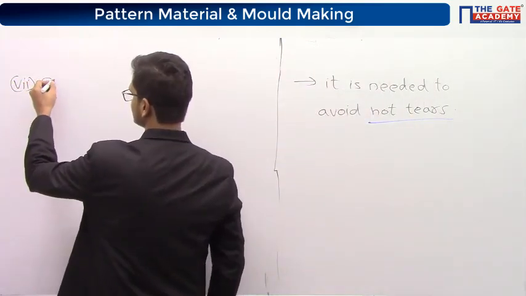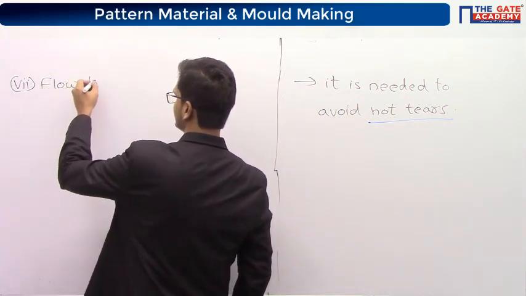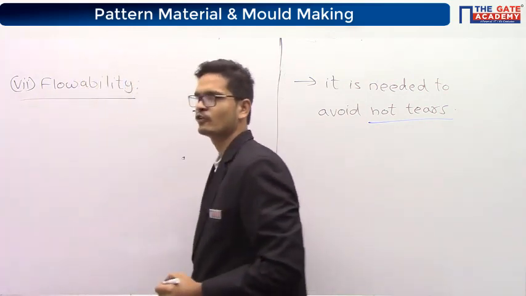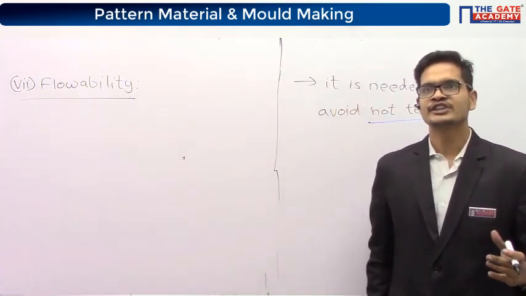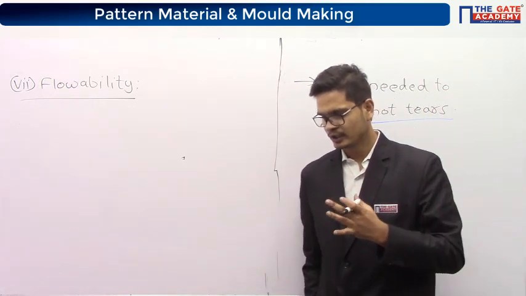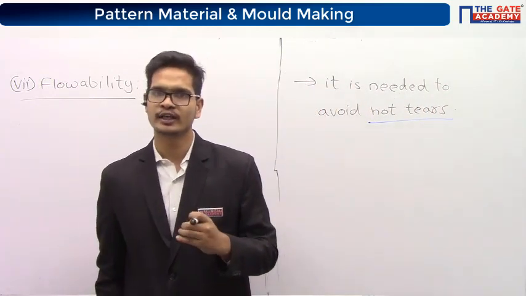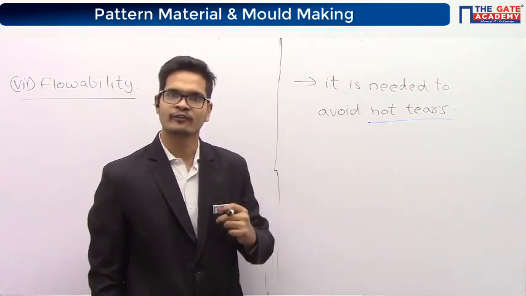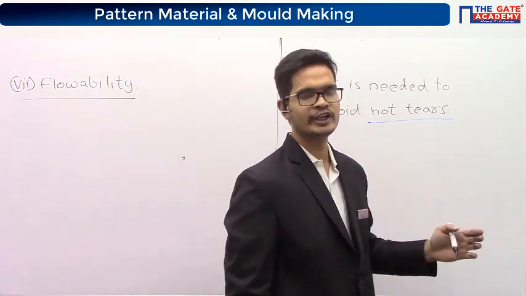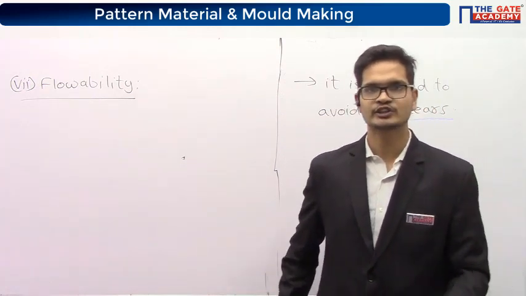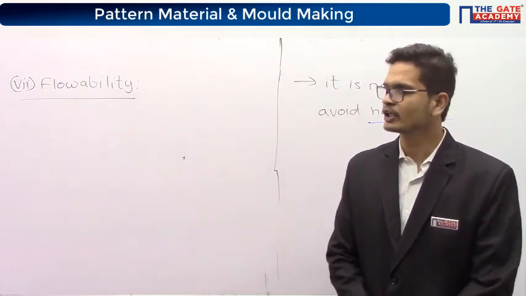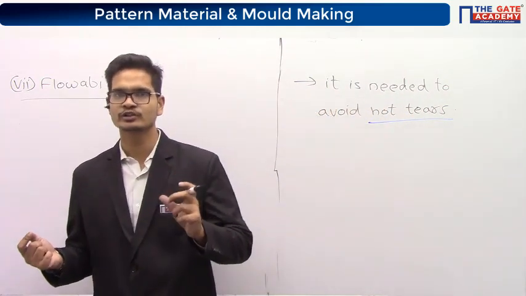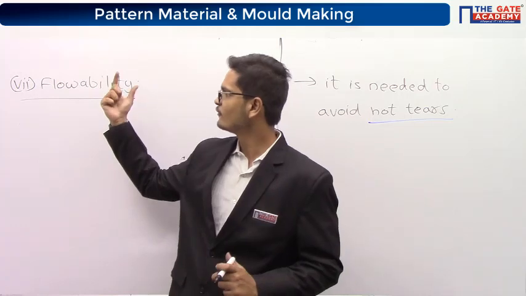And the seventh is flowability. For measuring how well a liquid can flow, we use a property called fluidity. If the fluidity is good, the fluid can flow easily. But the molding sand is a solid. Hence, we don't use the term fluidity, we use the term flowability.